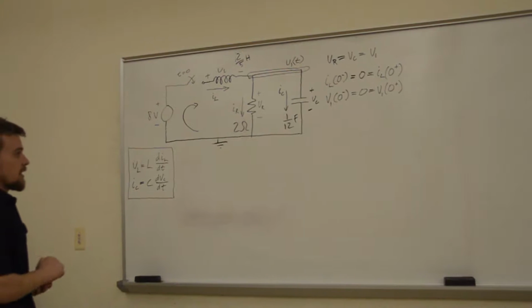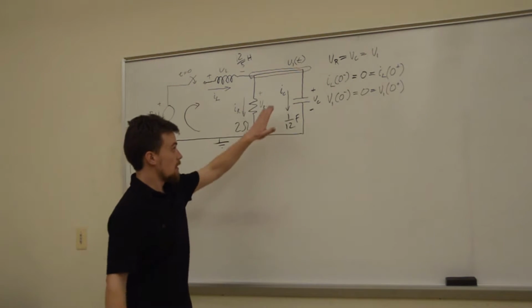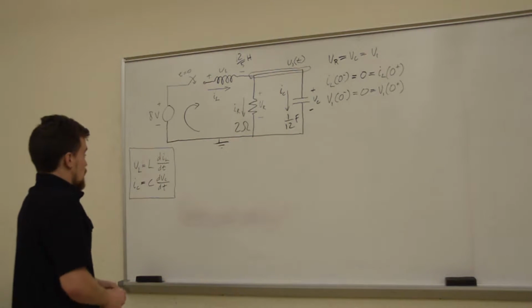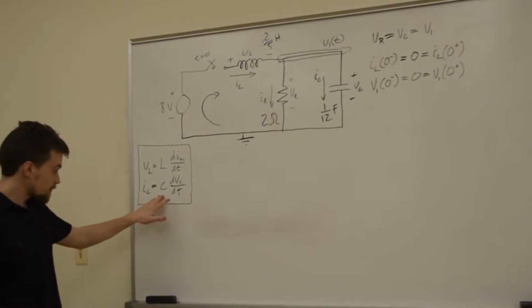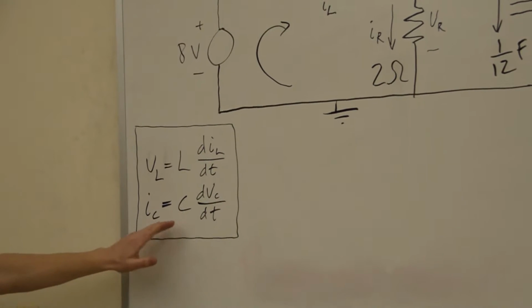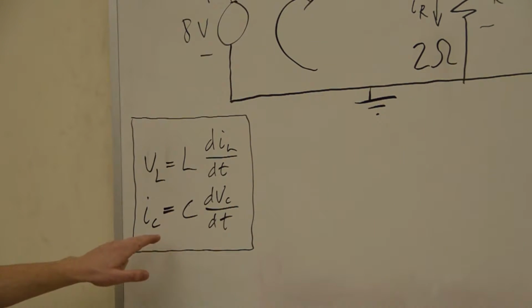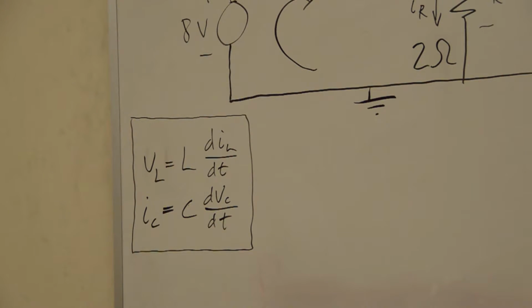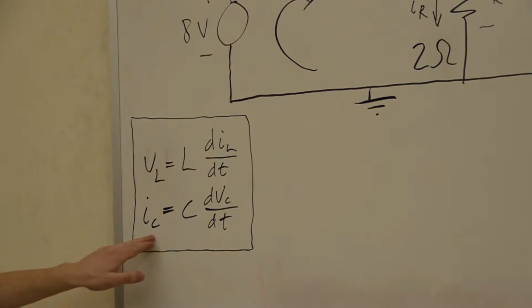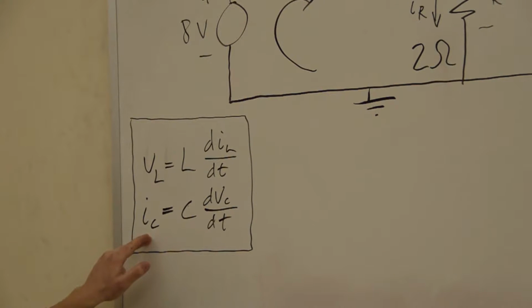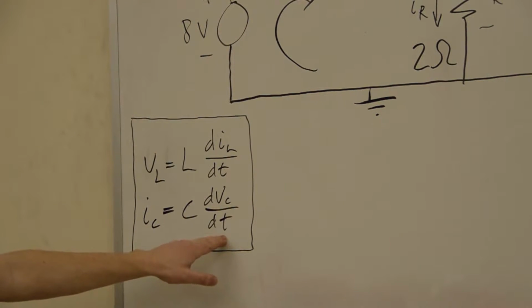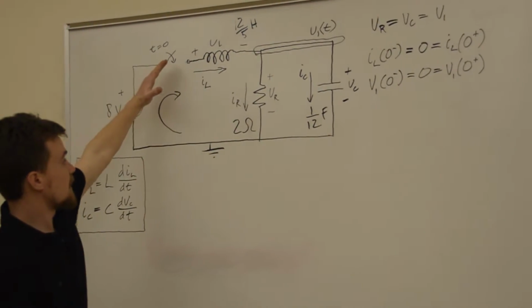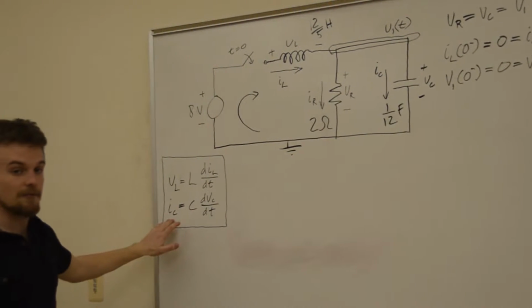Now let's try to find an initial value for the first derivative of this. So, using this little equation right here, we can see that the current through a capacitor is equal to the capacitance times the time derivative of the voltage across it. So, if we can solve for the value of IC at t equals 0, then we can get an initial value for that derivative, right? So, let's see, in the instant that this switch closes, if we can figure out what IC would be.